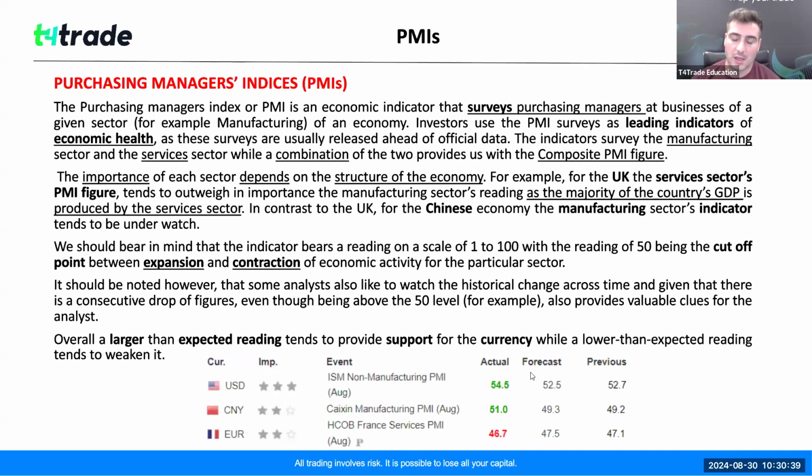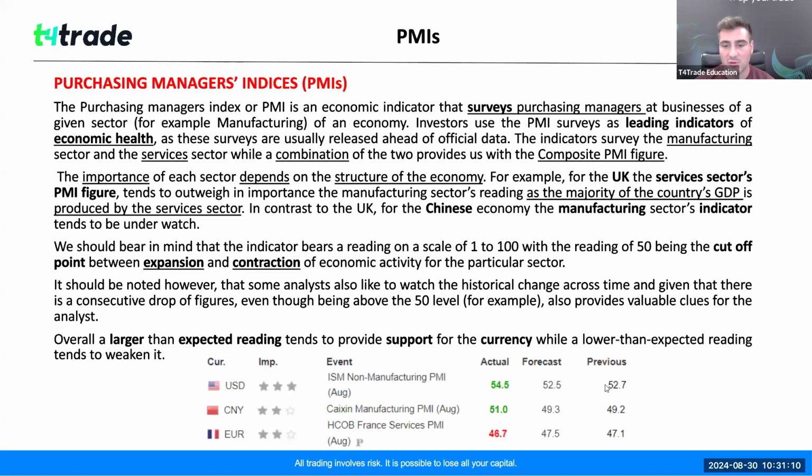So stronger PMI means stronger GDP. Stronger GDP means a more appealing economy, and more funds are flowing into that economy. That's the reason why. So we have here 3 releases, one from the United States, one from China, and one from France. From the United States, we have the ISM non-manufacturing PMI. That means the services sector. The services sector of the United States economy is larger than the manufacturing one, so we do pay a little bit more attention to that.